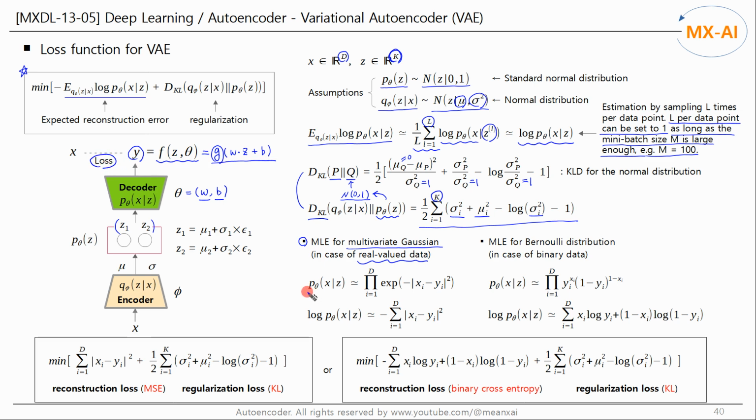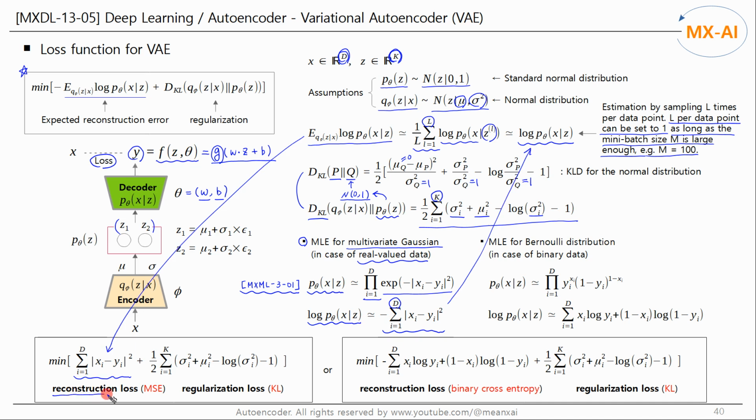The probability p theta X given Z can be defined as the product of all Gaussian distributions for each element of X. We have already seen this expression in the linear regression series of machine learning tutorials. Then, the log p theta X given Z can be written as follows. Here D is the dimension of X.